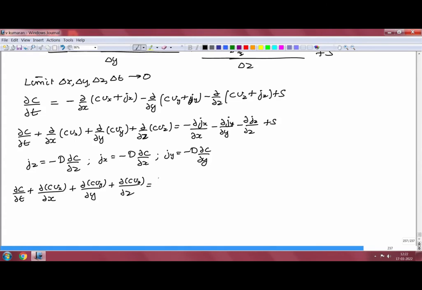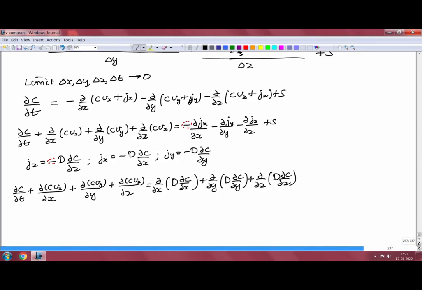is equal to d by dx of jx, which is d times partial c by partial x, plus d by dy of jy, which is minus d partial c by partial y. Note that there is a negative sign on the right side and a negative sign in the expression for the flux. So, if you multiply the two, you will get a positive sign. That is the conservation equation.